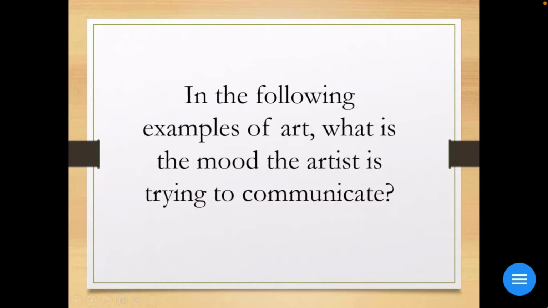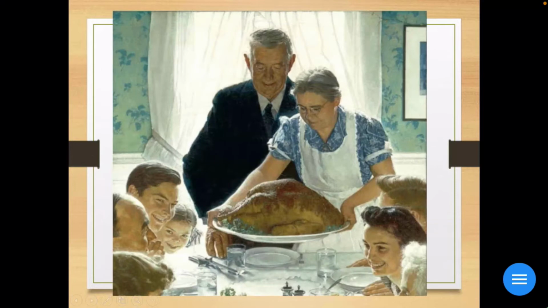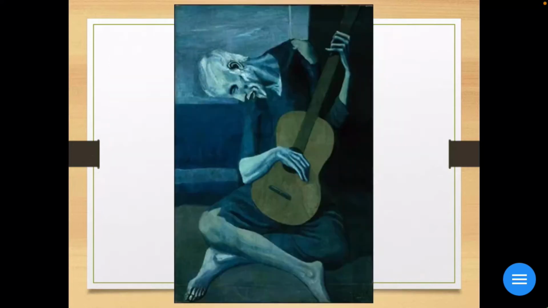In the following examples of art, what is the mood the artist is trying to communicate? So here in this painting by Norman Rockwell, what do you think's going on in the picture? There's a lady serving a big platter with a turkey on it, and there's a bunch of people at the table. If you guessed Thanksgiving, I think you'd be right. And then look at the expressions on their faces. They're all pretty happy. So again, this painting is really showing a happy moment in these people's lives. So the mood would be happiness or joy.